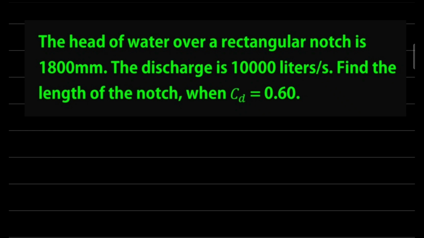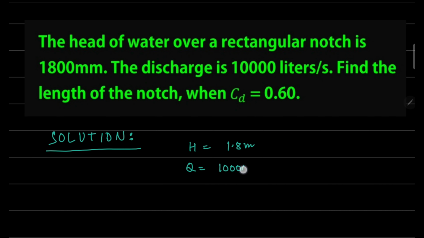The next problem says that the head of the water over a rectangular notch is 1800 mm, and the discharge is 1000 liters per second. Find the length of the notch when CD is equal to 0.6. So let's start the solution. The given values are H, that is 1.8 meter, and Q is 1000 liter per second. So this value will be 1 meter cube per second.